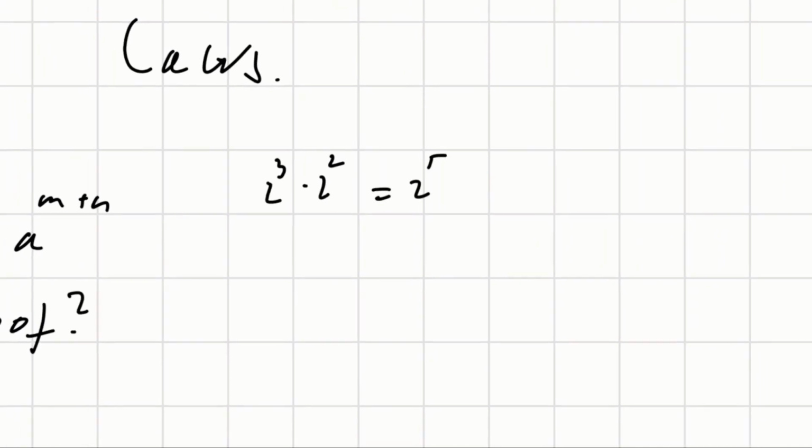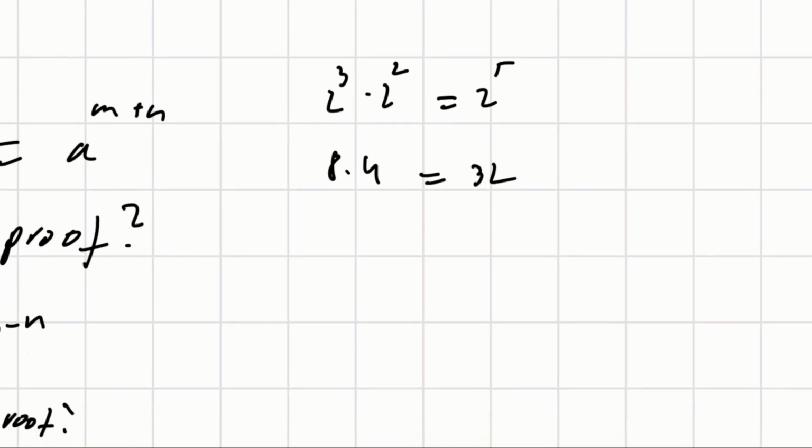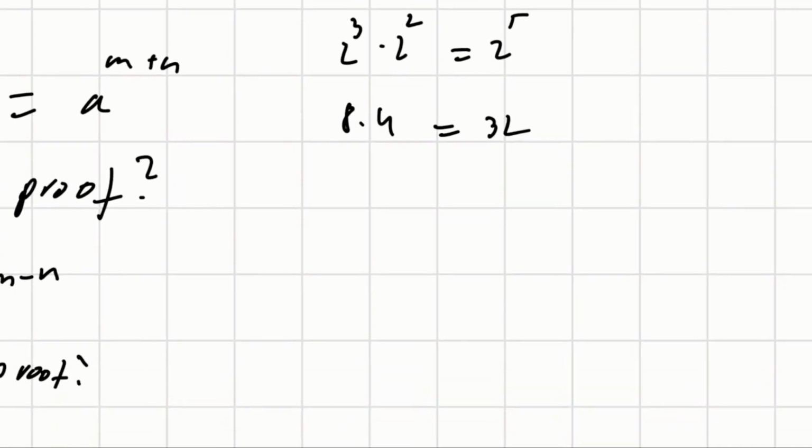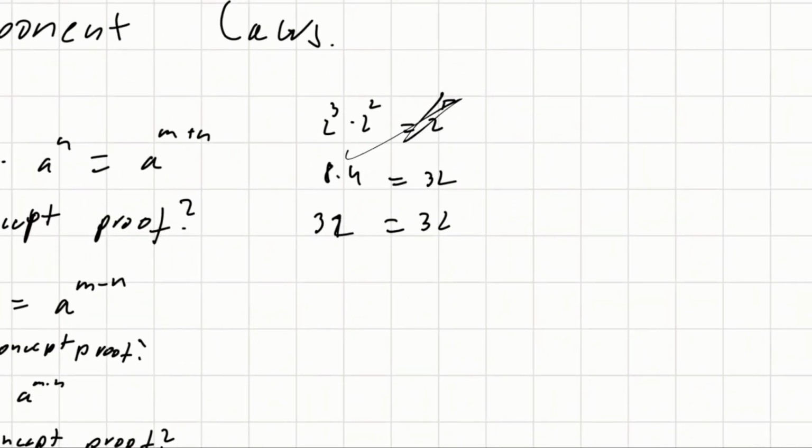So let's see if this is correct. 2 to the power of 3 is nothing else than 8, and 2 to the power of 2 is nothing else than 4. This is nothing else than 32. So this is 16 times 2, which is nothing else than 32. So this seems to be correct. Let's see why this is correct.